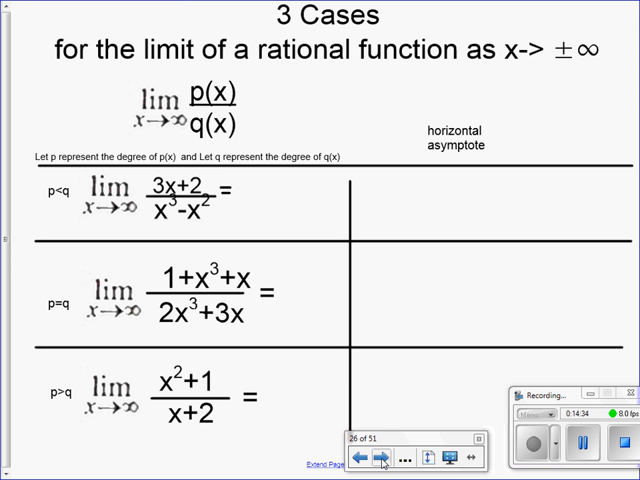Now there's some other cases we have to go back and look at. Let's say I'm taking the limit of a rational function as x approaches, and this works for either positive or negative infinity. If the degree of the numerator, I'm calling it little p, is less than the degree of the denominator, so the highest power of x here, imagine if you did divide through by x cubed and then took the limit. If you divided every term by x cubed and then took the limit, what are you going to get as the numerator?